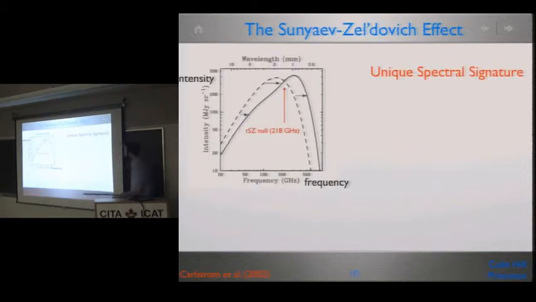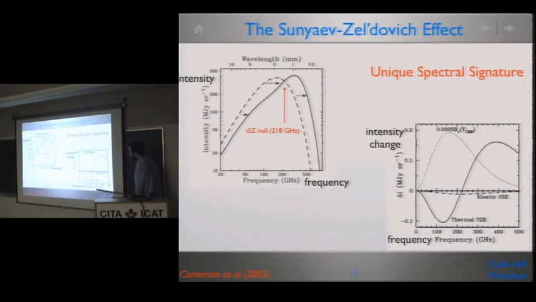All right, so a quick description of this unique spectral signature, which will come up again later in the talk, just to emphasize what this looks like. So this plot is the intensity of the CMB against frequency. So you have this initial black body spectrum in the dashed curve. Then if you let it pass through this hot gas in the ICM, the spectrum gets distorted. So below 218 gigahertz, you have a decrement in the temperature intensity. Above 218 gigahertz, you have an increment, and then there's a null frequency at 218.